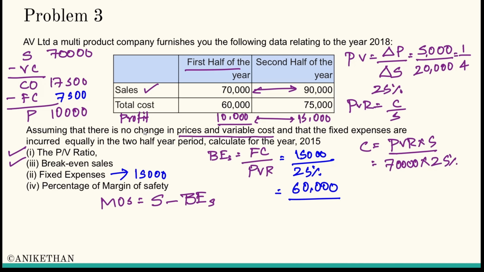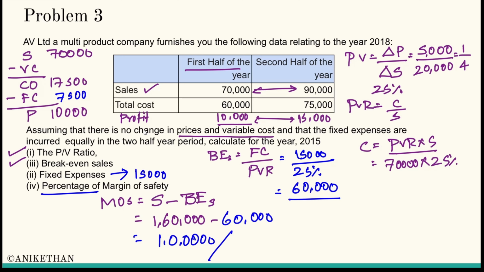I have to calculate what is that margin. So my total sales is 70 plus 90, so it is 1,60,000 and my break-even sales is 60,000. Hence my margin of safety is 1 lakh. But they are asking percentage of margin of safety. Means I have to divide this by my total sales, which is 1,60,000. So 1 over 1.6 is 62.5%.